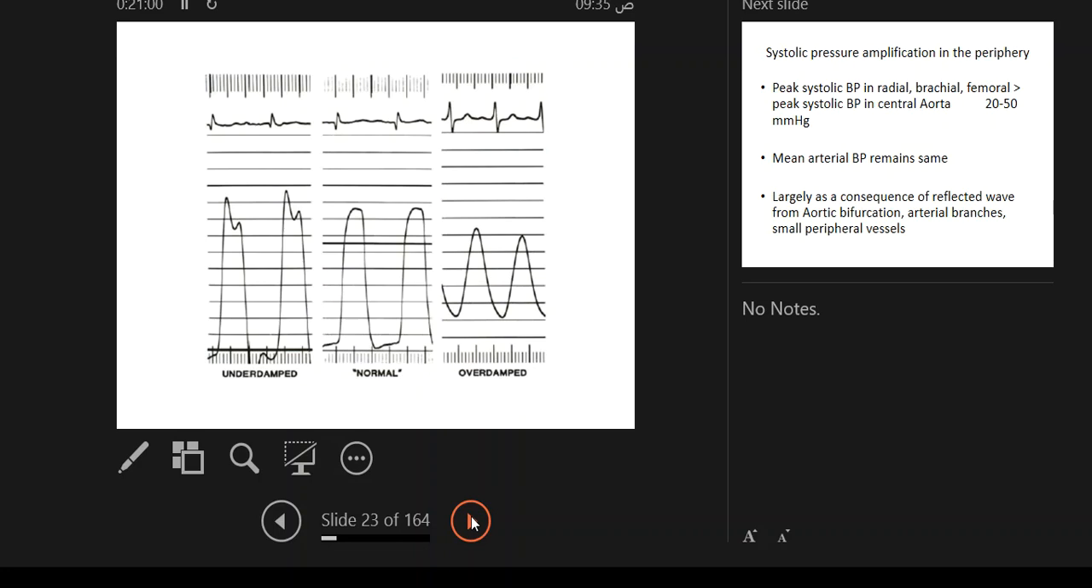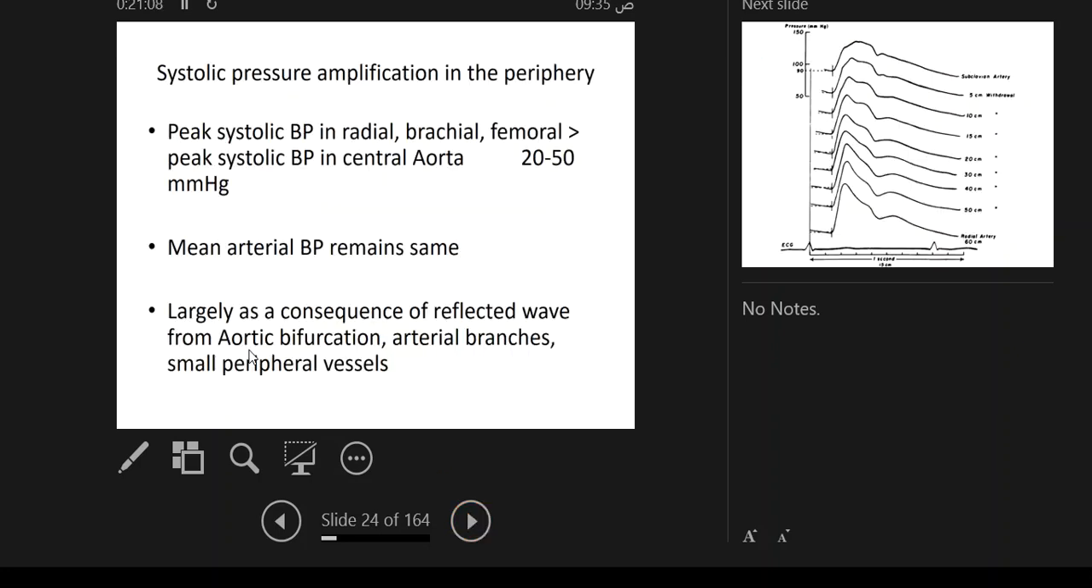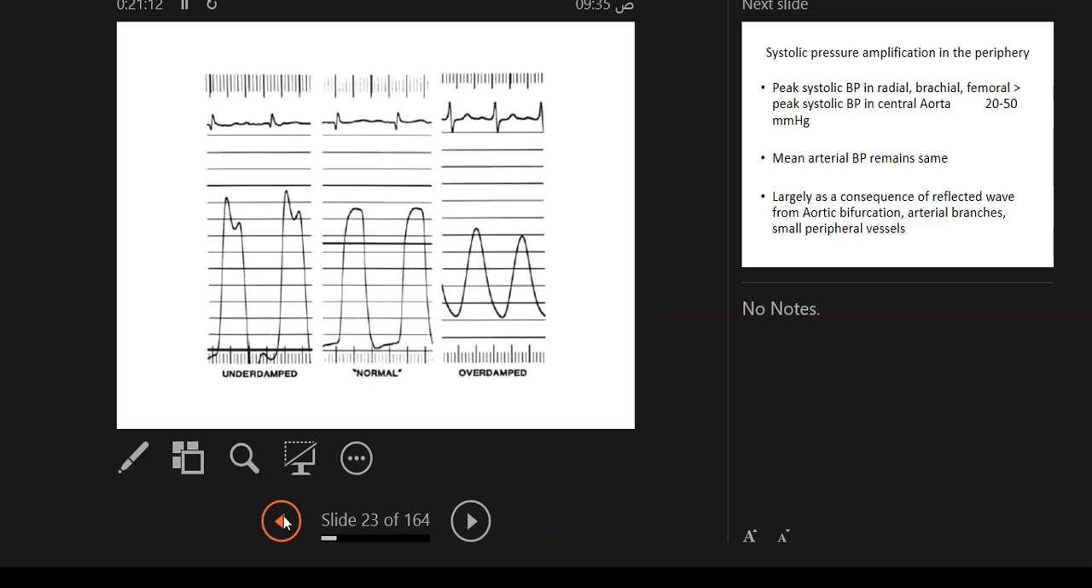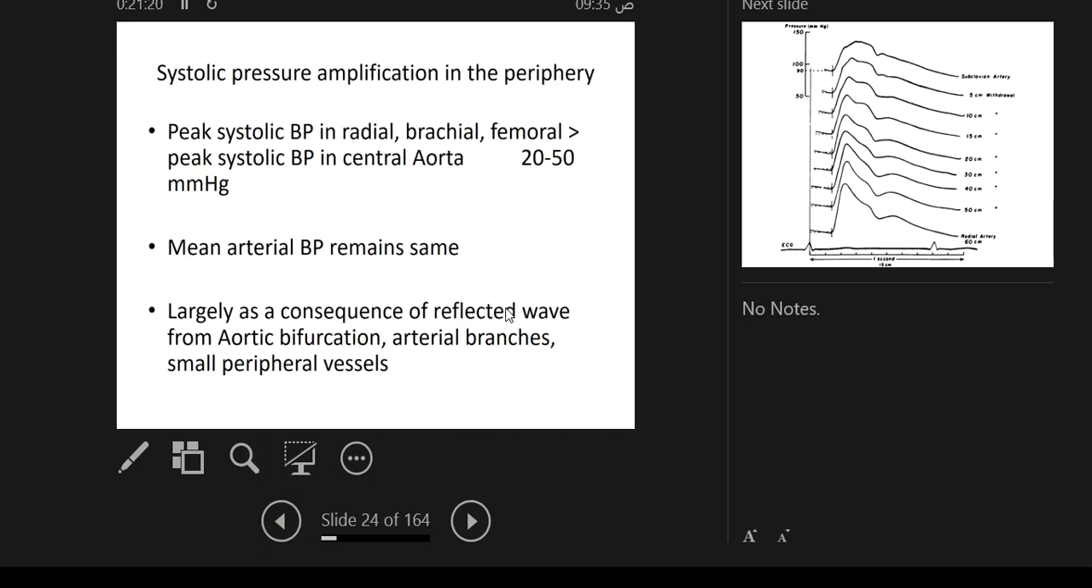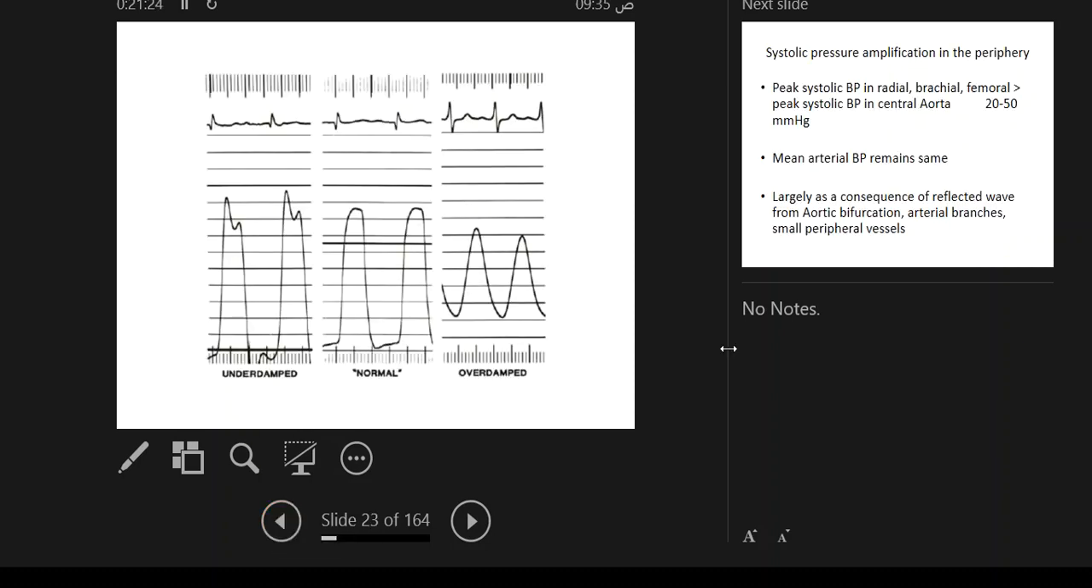This is an example of a normal pressure. This is an example of a damped pressure.